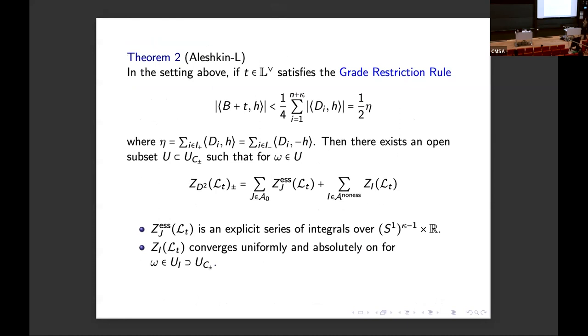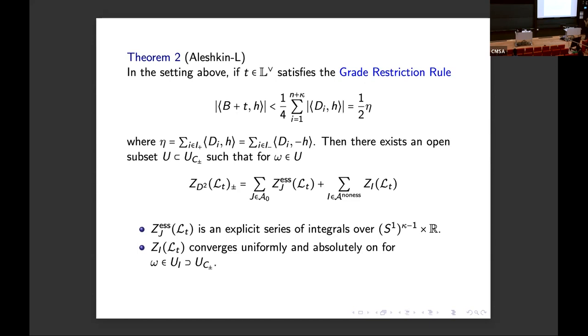So in the setting above, recall that T is a G character, and B is a B-field. Suppose that B plus T, and H is this co-character or one-parameter subgroup of the gauge group which defines the wall. Suppose that the absolute value of this pairing is less than this. So you see this defines a certain window. And then there exists an open subset such that the partition function of this LG model has this expression.